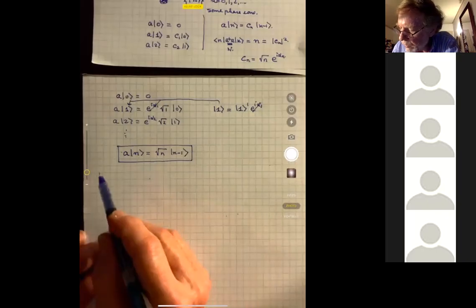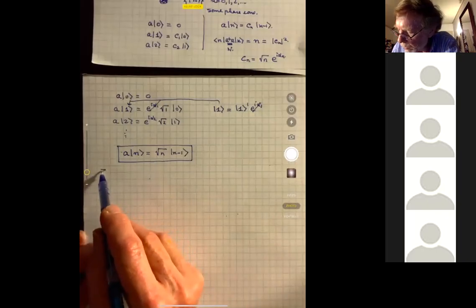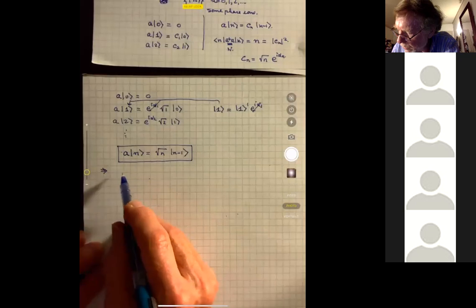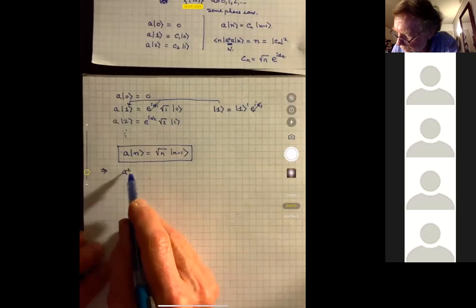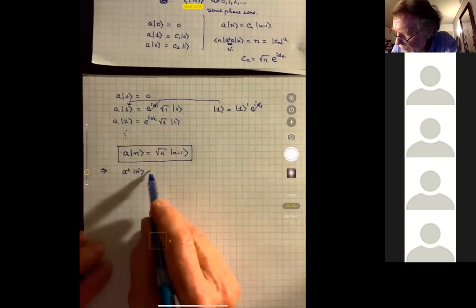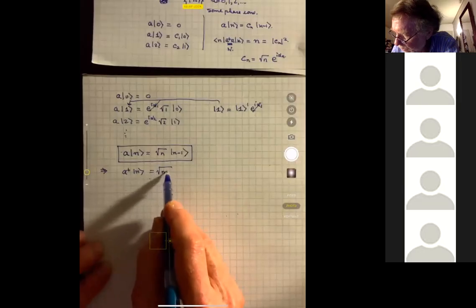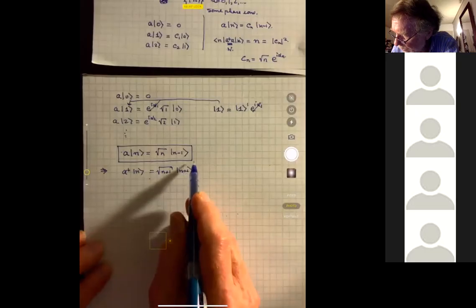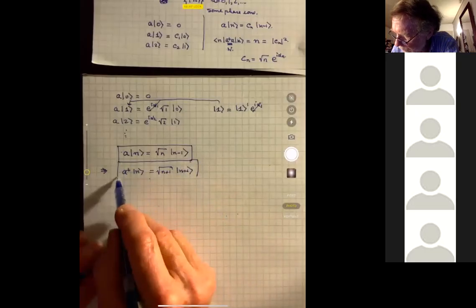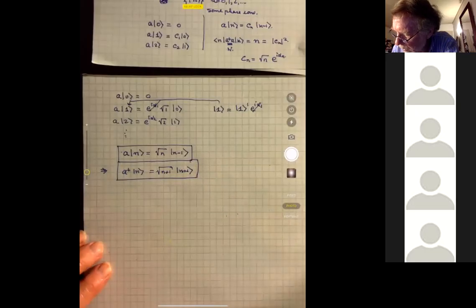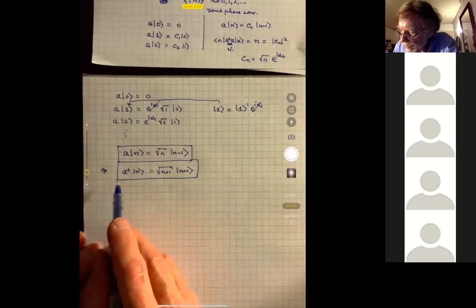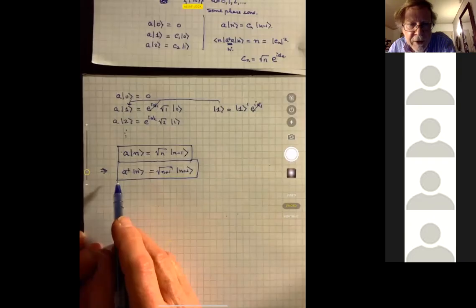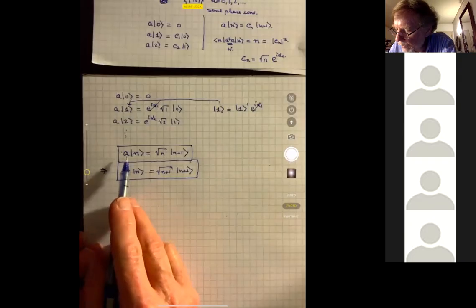Now you can show, and I'll skip the details because it's all in the notes, that if this is true, then it's also true that A dagger acting on n is equal to the square root of n plus 1 times n plus 1. And again, this is a formula that you no doubt know because you've had it on exams. This new formula, the lower one, does not require any more phase conventions, and that's a good thing because we used them all up in the first step.